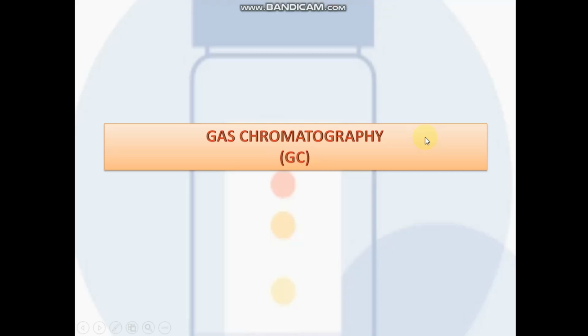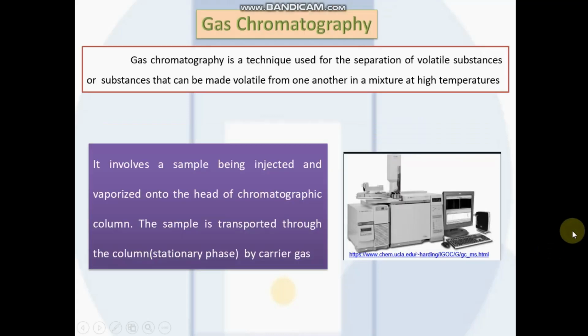Hello, here I am going to explain some basics of gas chromatography. Gas chromatography is an analytical technique employed for separating components based primarily on their volatilities. Gas chromatography offers both qualitative and quantitative information for individual components present in the sample mixture.